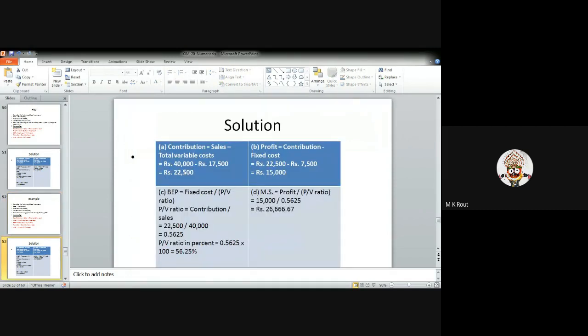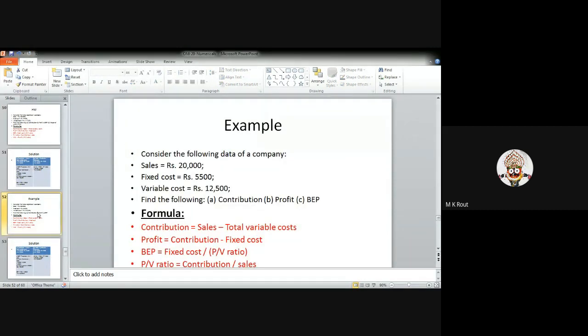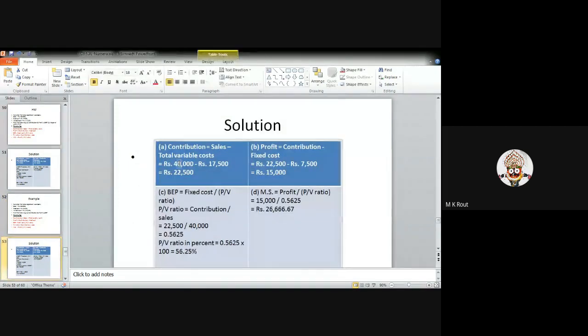So let's solve this one. If you go to the variable cost, what is the variable cost given? That is 12,500. Just a minute. 12,500. And this one is given as how much? 5,500. So what is the answer?